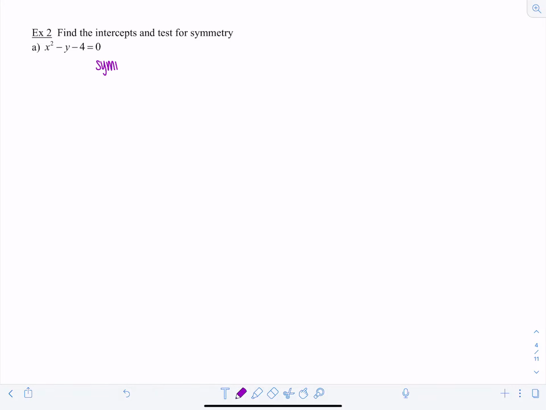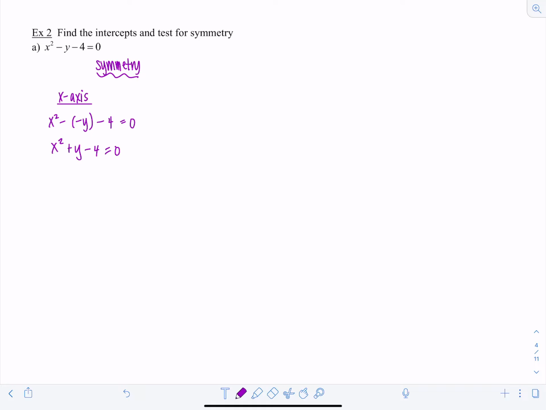Symmetry. Let's do that first because we just learned it. I'm testing for x-axis symmetry. Again, just think: I'm going to substitute in for the opposite variable, just change the sign. So if it's x-axis symmetry, then I'm going to replace y with negative y. And I get x squared plus y minus 4 equals 0.